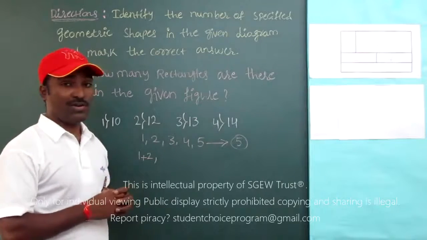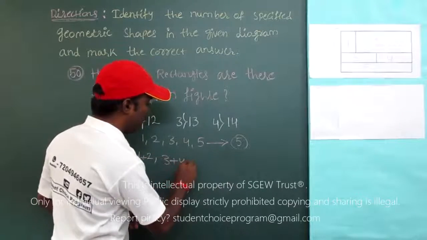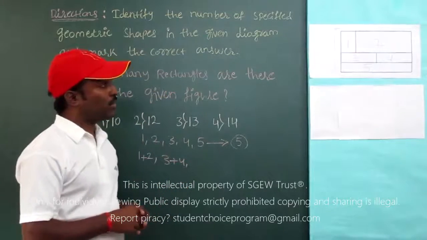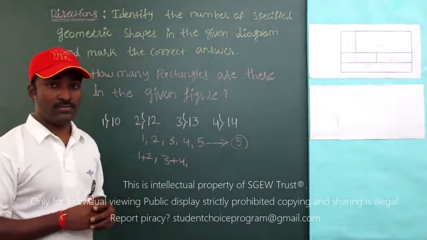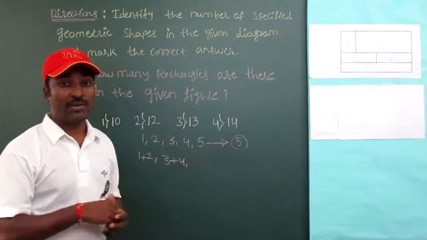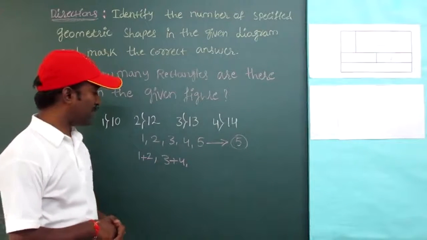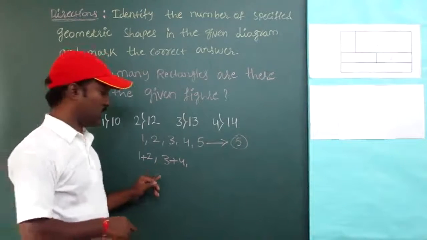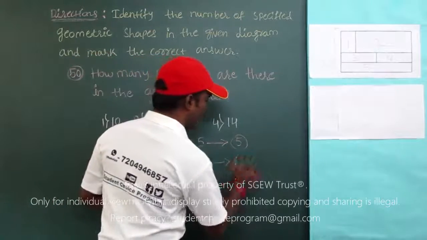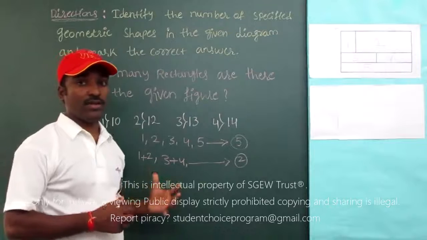Part 3 and part 4. Yes, it is a rectangle. Part 3 and part 4. And now moving to part 3 and part 5. Will you get a rectangle? No. Even if you combine part 4 and part 5, you are not going to get a rectangle. Okay, in total how many rectangles did we get by combining two parts? Yes, only 2 rectangles.